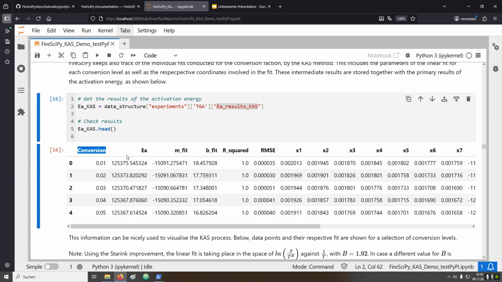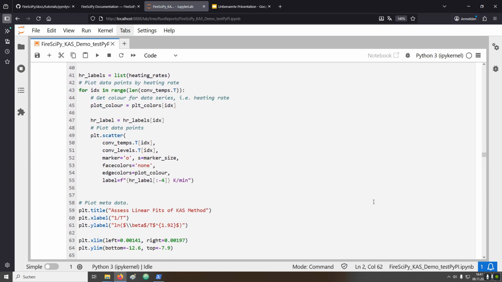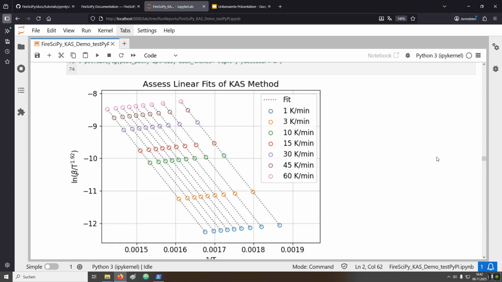The first column contains the conversion levels that we have defined above. In the second column, the values of the respective activation energies are stored. It holds information for the linear fit per conversion level, statistics computed for the fit, as well as the coordinates of the points used for each fit. These individual points and their respective fit are visualized in the following plot. The colors match the data series in the plot that I showed above.